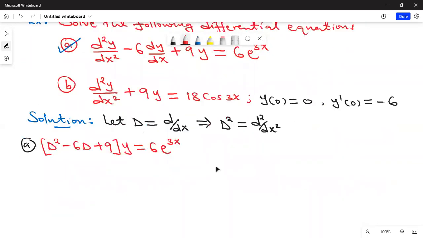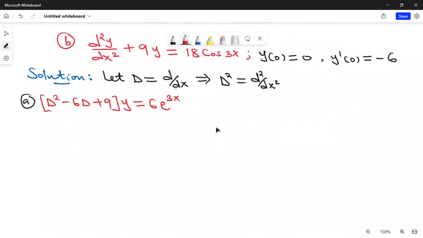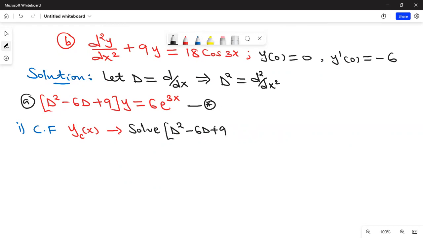So this is a non-homogeneous ODE. It has two solutions. The first one is the complementary function, which we denote by y subscript c of x. So how do we get it? We need to solve the homogeneous part. Let's call this star. So you solve the homogeneous part of that equation star. That is d squared minus 6d plus 9 operating on y to give us 0.